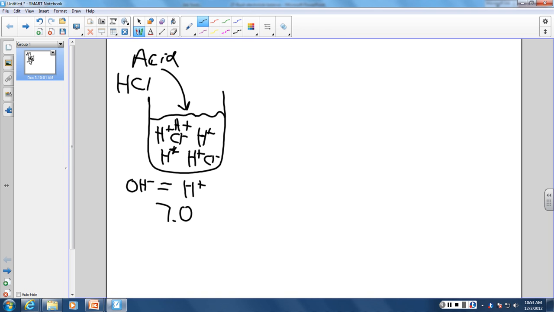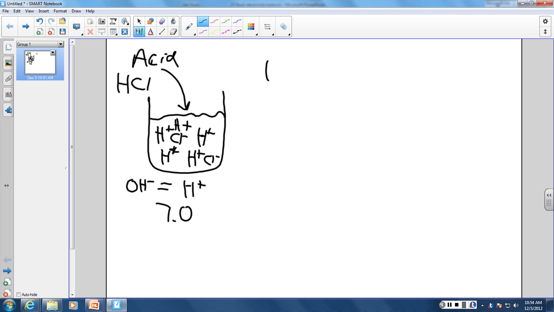Now, is it clear that OH and H make water? So pure water doesn't conduct electricity because the hydrogen and hydroxide ions are equal, so they're just going to form a connection with each other.